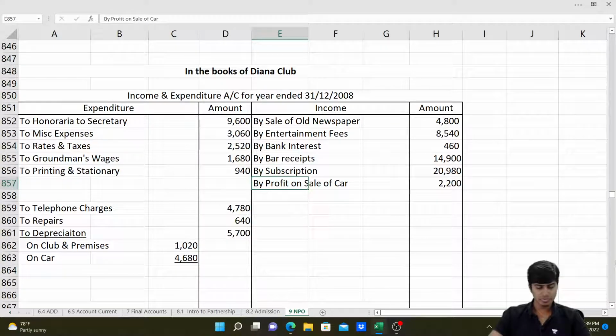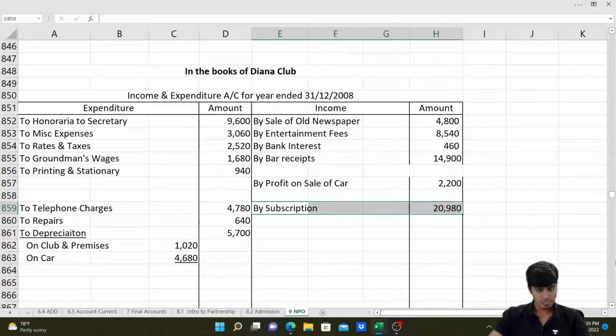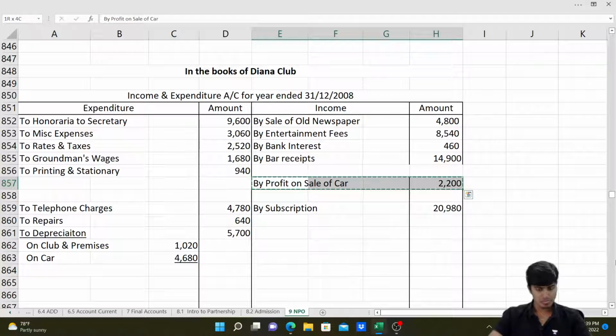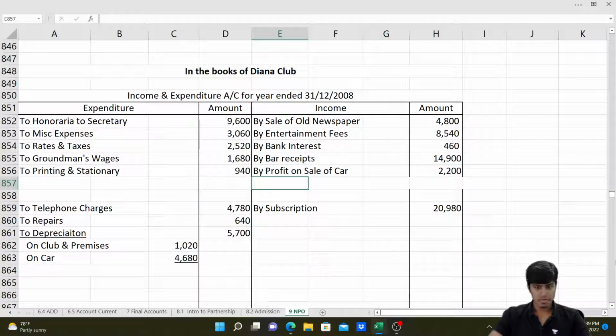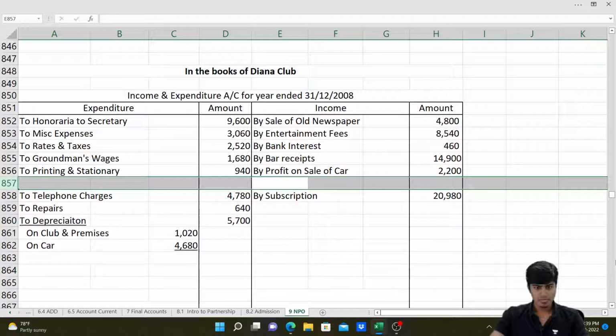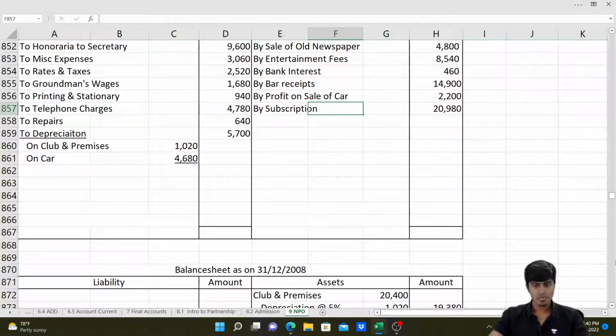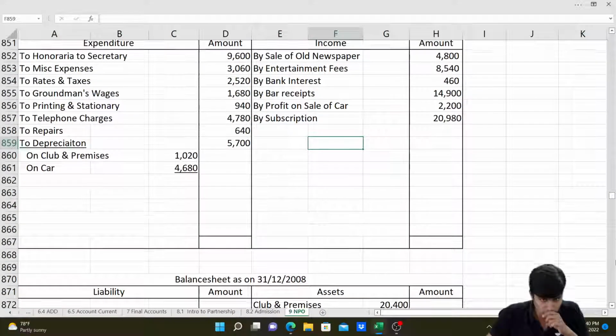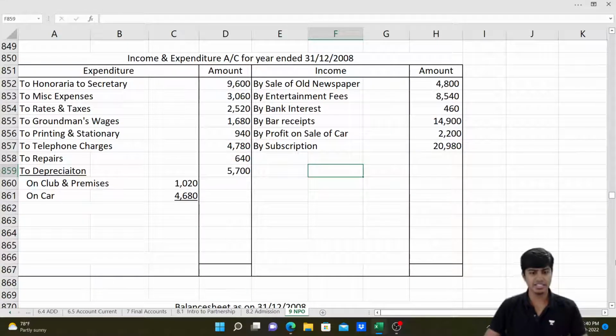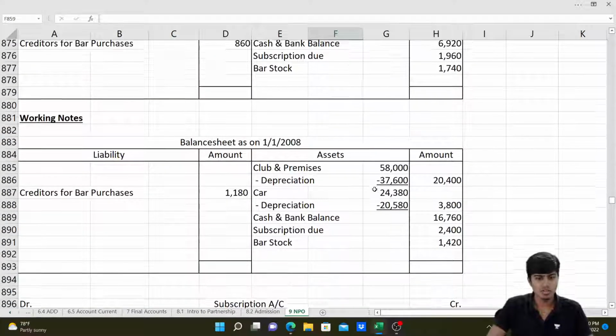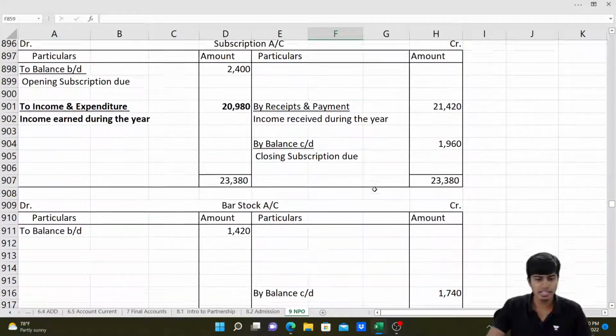Did you? Yes, 20,980 subscription and profit on sale of the car rightly recorded. Then subscription account is closed by this. Let's go to the next lecture.